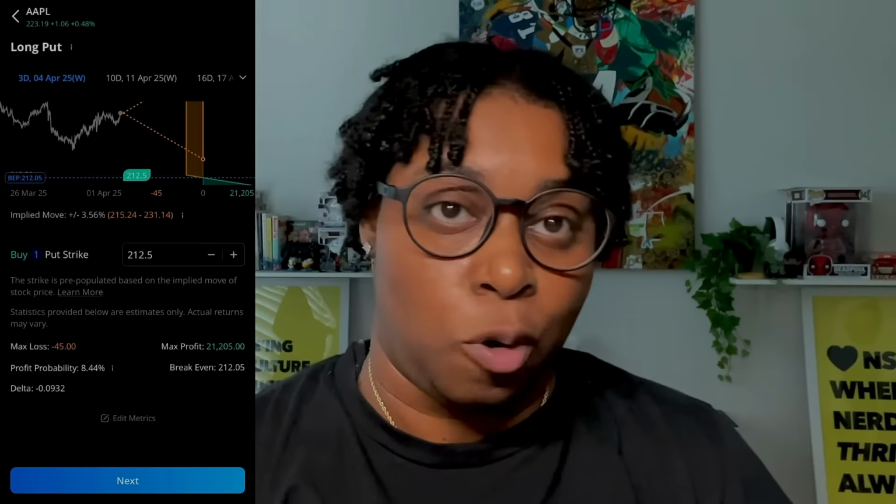Let's look at the delta that you see. The delta is important because this tells you how much your option is going to move per dollar. Now, you see we went out of the money. This 212.50 strike is out of the money. Therefore, the delta is also going to be low, meaning that with this delta, it's going to take a little bit longer for you to see some movement.